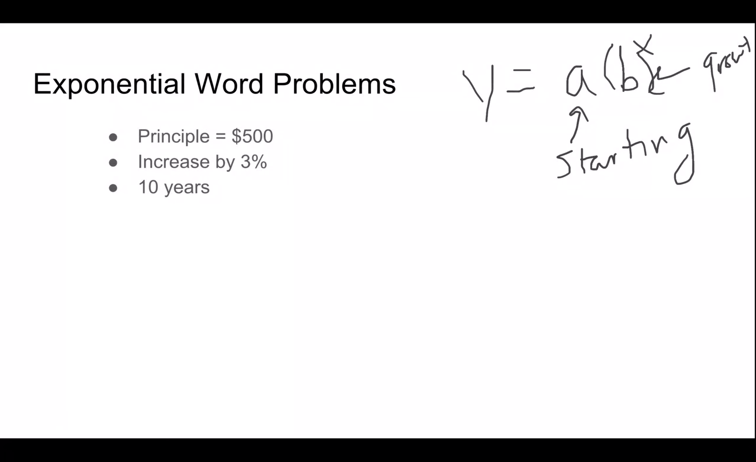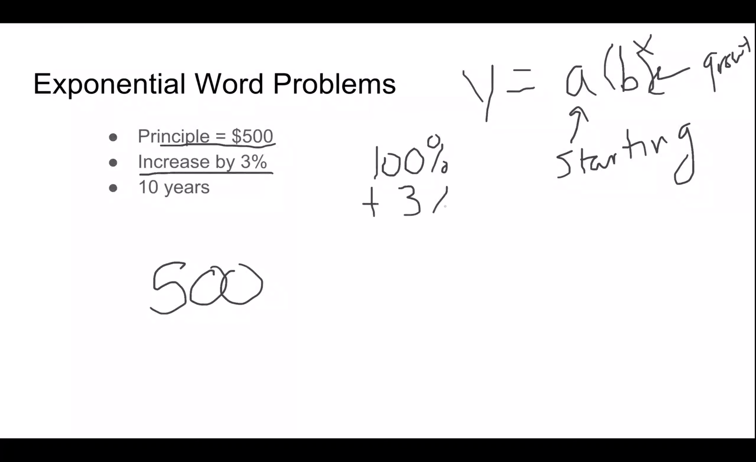Generally for these things, you have a principal, which is your starting point. It's going to be 500, and this is going to increase by 3%. If you have to increase by 3%, you always start with 100%. That's always your starting point. You always start with 100%, and if we increase by 3%, we get 3% more. So we grow by 103%.